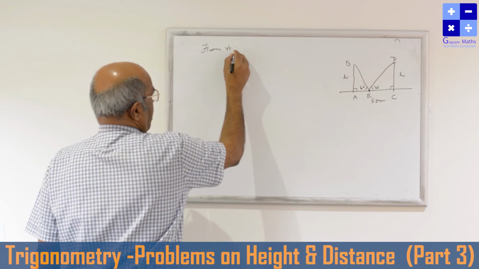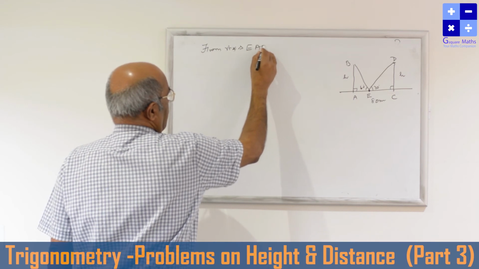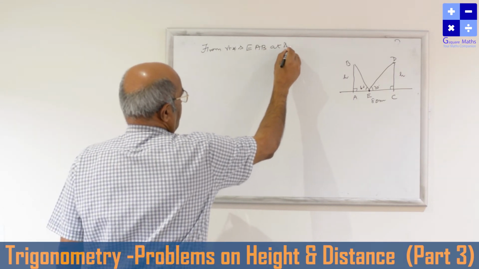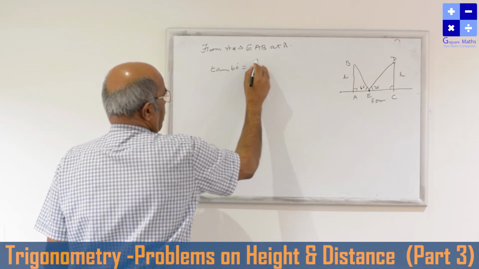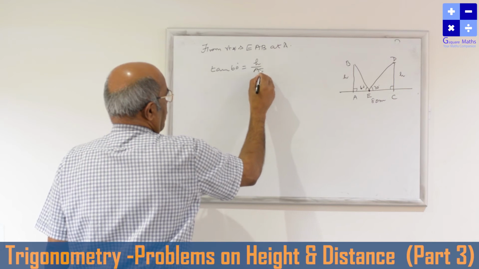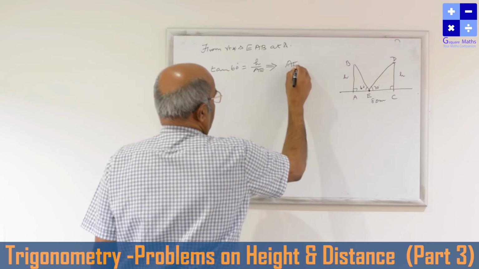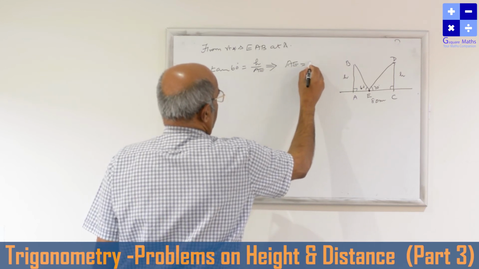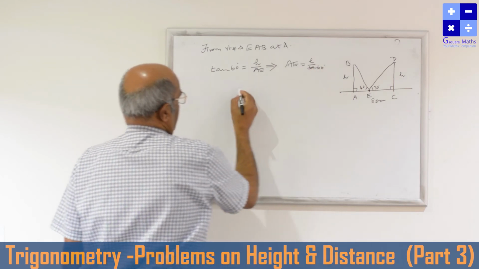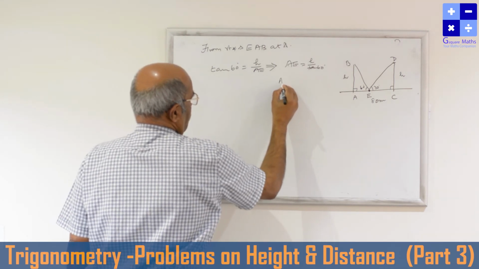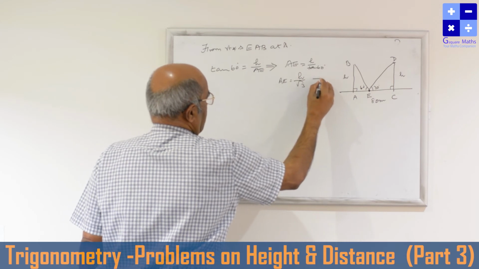From right angle triangle EAB at A, tan 60 is equal to H by AE. This implies AE is equal to H by tan 60. So therefore AE is equal to H by root 3. Equation 1.